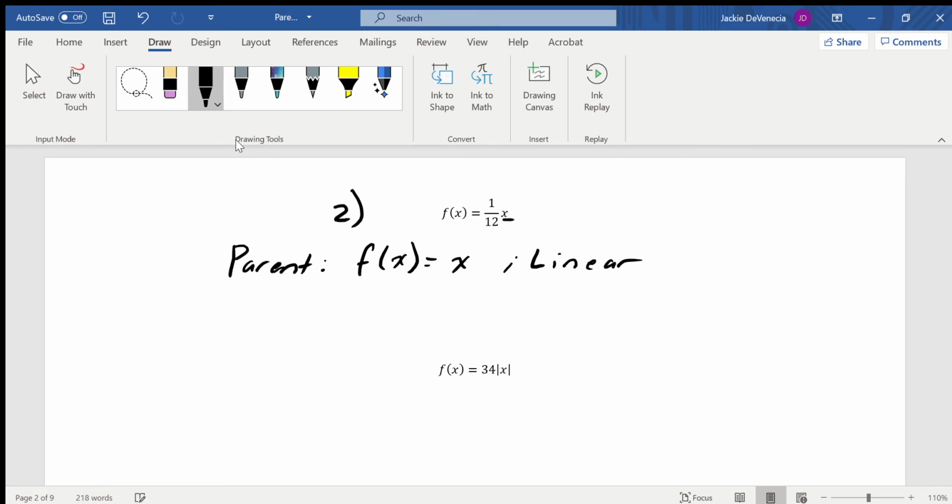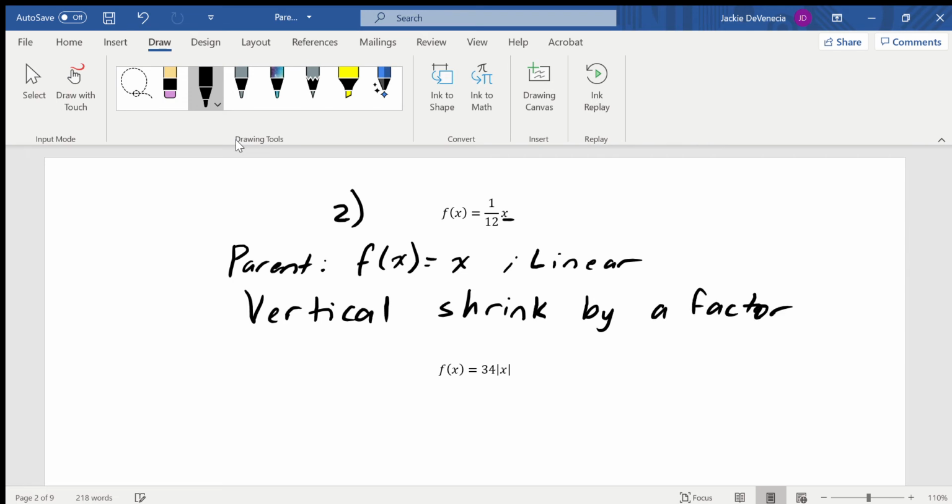Now, the way you would read this is f of x is equal to 1/12 times x. I'm multiplying by that 1/12. So it's either a reflection or a shrink or stretch, and it's a fraction, 1/12. So this would be a vertical shrink because it's a fraction and I'm multiplying by a factor of 1/12. Okay? All right, so that's how you would describe this one over here.